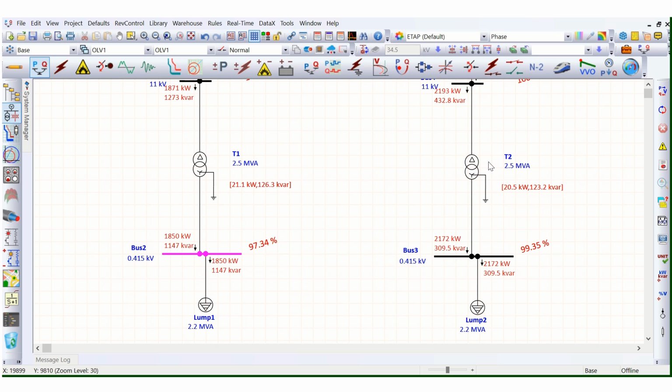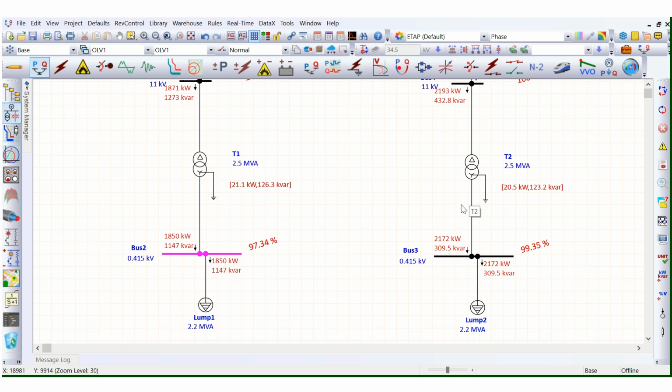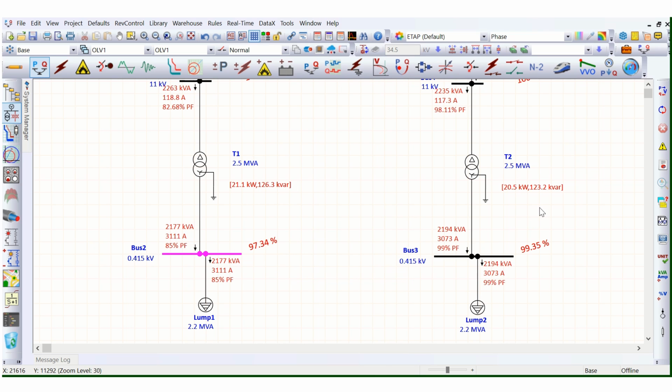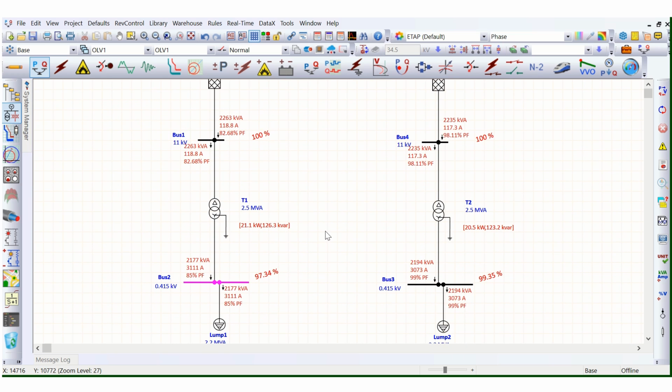That means equipment loading is also reduced. So the life of the equipment will be improved. Losses are reduced, so the penalty imposed by the supplier on the utility consumer will be less, because based on the kVA, penalty will be imposed. So these are the advantages of improving the system power factor.